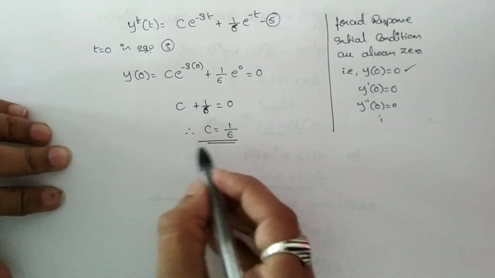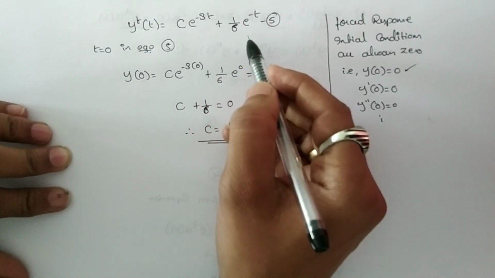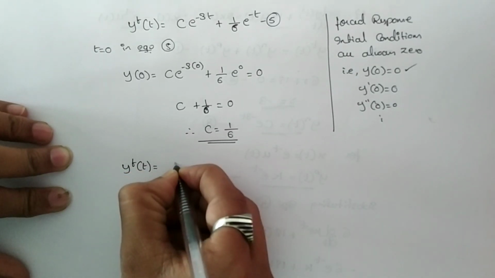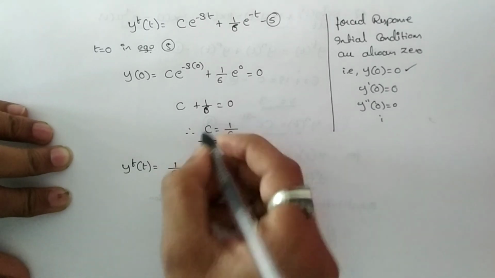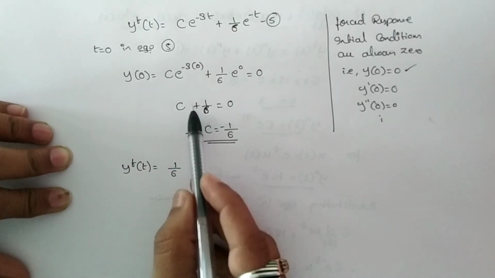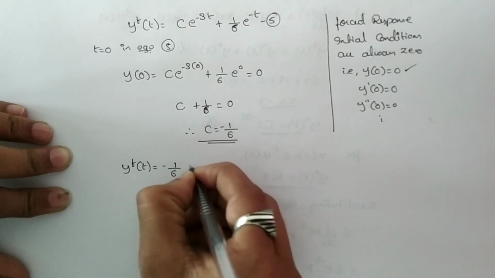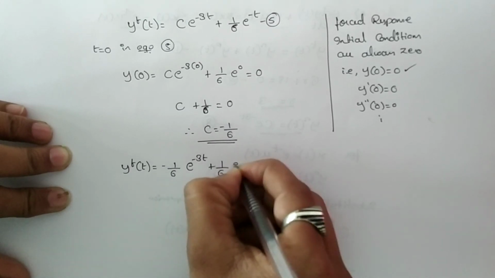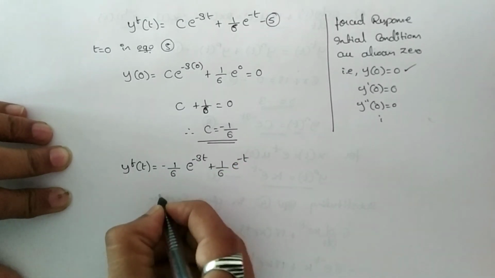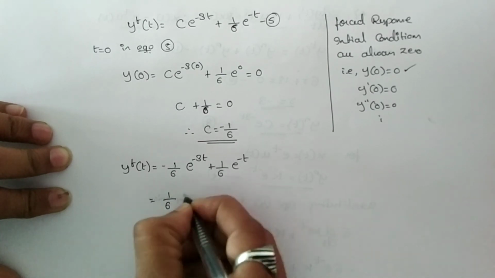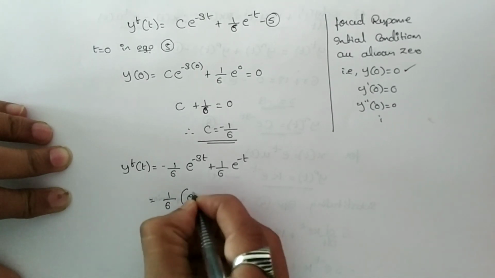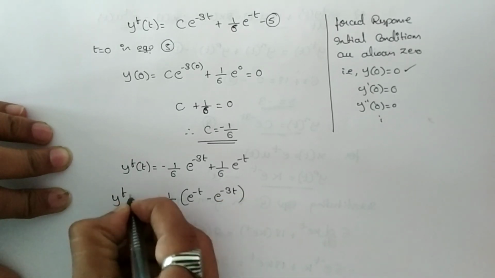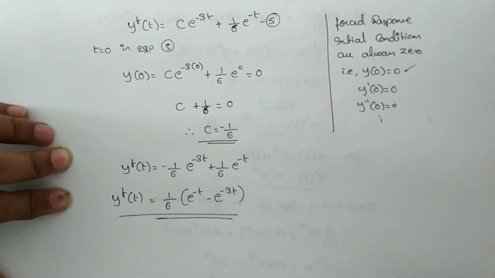Okay. Now we got the value of c, substituting it in equation number 5, we will be getting yf of t is equal to, sorry, the value of c is minus 1 by 6, so it is minus 1 by 6 e power minus 3t plus 1 by 6 e power minus t, and we can rewrite it by taking 1 by 6 common, 1 by 6 times e power minus t minus e power minus 3t. This is the forced response yf of t for the given problem.